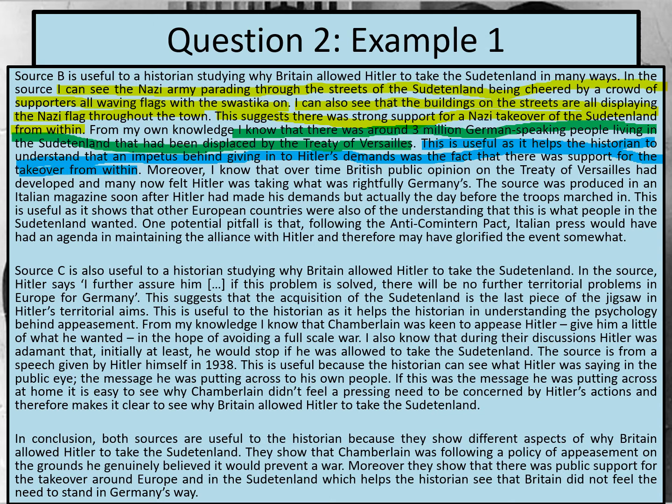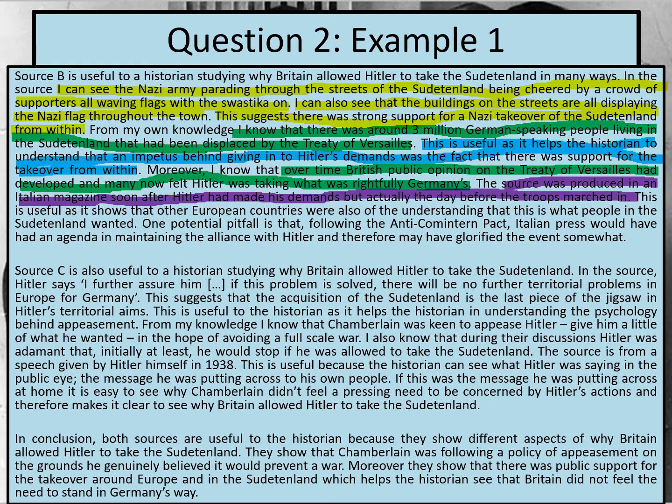Absolutely, I'm going back to my knowledge. Moreover, I know that over time, British public opinion of the Treaty of Versailles had developed, and many now felt that Hitler was taking over what was rightfully Germany's. So I'm now going to go on to the provenance. The source was produced in an Italian magazine soon after Hitler had made his demands, but actually the day before the troops marched in. This is useful as it shows that other European countries were also of the understanding that this is what the people in the Sudetenland wanted. There was no reason to stop Hitler, as this was going to be really popular. The people in the Sudetenland had no reason to stop Hitler.